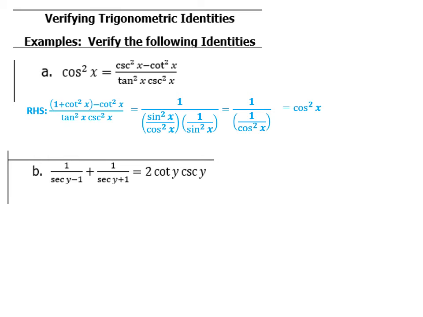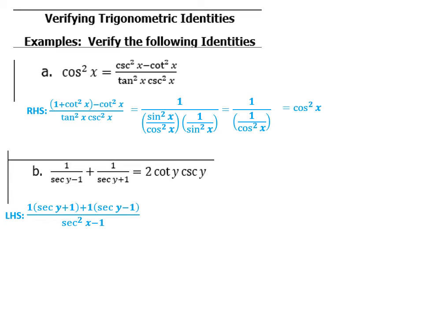Now on B, taking a look at that, the left-hand side looks more complex, so I'm going to start with it. And if you notice, the first thing I did is I tried to make it into one fraction. So I multiplied the first fraction top and bottom by secant of y plus 1. I multiplied the second fraction top and bottom by secant of y minus 1. When I multiply those on the bottom, that's a difference of squares, so that's why we got secant squared y minus 1 on the bottom.